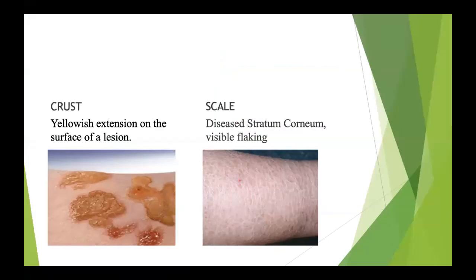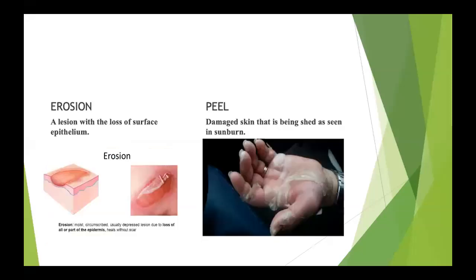We have crusts and scales. So crusts are a yellowish extension of the surface of a lesion, and scaling, or scales, is a disease of the stratum corneum. So it's visible. You actually can see skin looking like scales. I'm not sure if you can clearly see there. It sort of breaks, but it's not really deep.